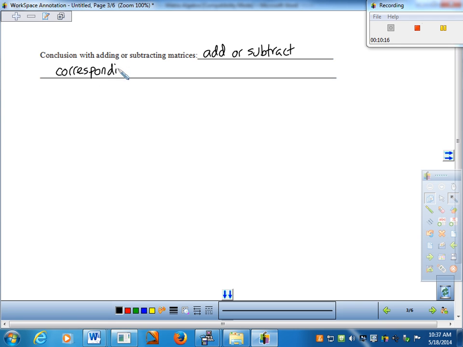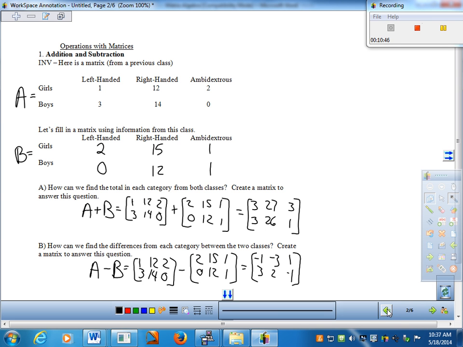Notice in each case when I combined values together, they were sitting in the same spots of their individual matrices. So add or subtract the corresponding elements, and obviously what we kind of saw there is in order to do that, everything has to correspond perfectly. So the dimensions must be the same. I'm going to go back to it for just a second there. But the dimensions must be the same.